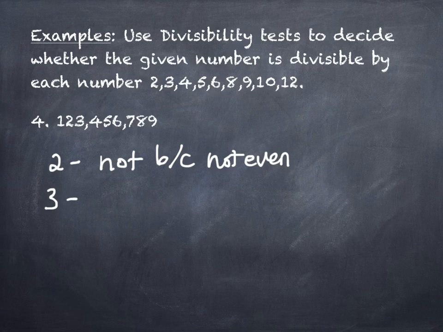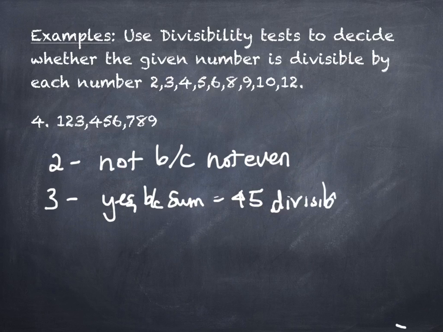3, if I add them together, the sum of my digits is actually 45. So 45 is divisible by 3. That means this value is also divisible by 3. So this one is a yes, because the sum 45 is divisible by 3.